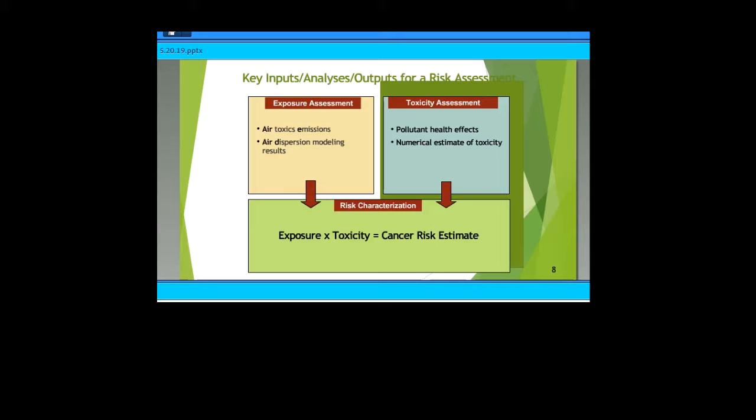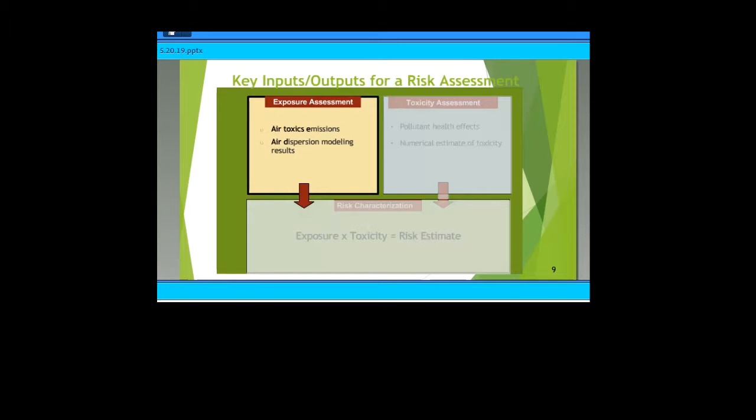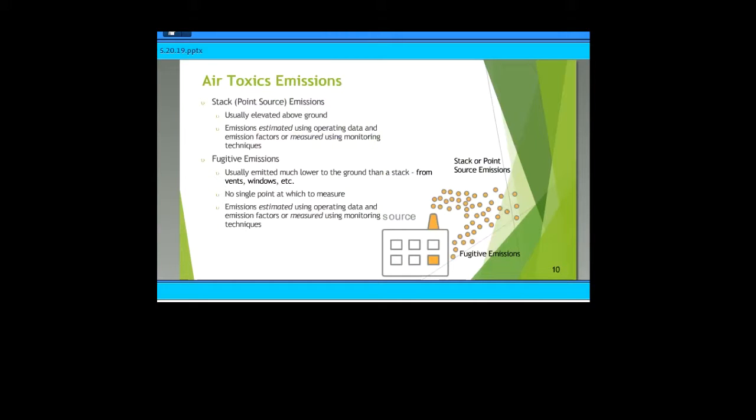So just stay on this one for just a second. So the next couple slides, we're going to talk about the kinds of inputs and analyses we do under the exposure assessment part. So we can go to the next slide. Great. So we need a couple of things, as I mentioned. We need to understand the emissions.